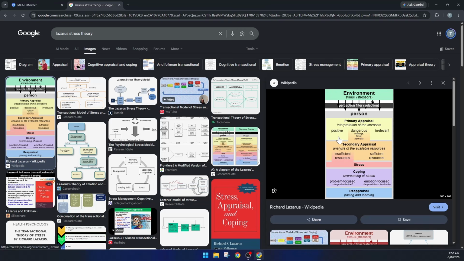So the primary appraisal that I have is positive. Okay, if I have instead a zombie attacking me, I'm going to interpret that stressor as dangerous. And then another way to interpret stressors is irrelevant. I do this often when I have little stuff that's bothering me, or little things that come up in my life. I denote those things as irrelevant.